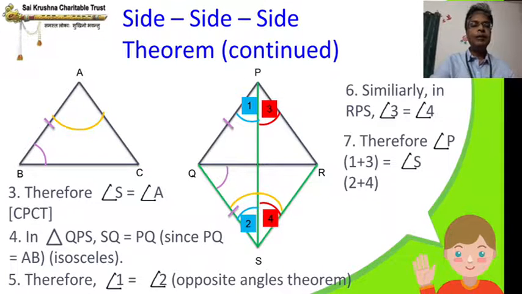What is angle P? There are two halves, angle 1 and angle 3. And angle S is angle 2 and angle 4. We have already seen in point number 5 and 6, angle 1 equal to angle 2. In point number 6, angle 3 equal to angle 4. Therefore, if you add both, 1 plus 3 equal to 2 plus 4. Therefore, what happens? Angle P equal to angle A.